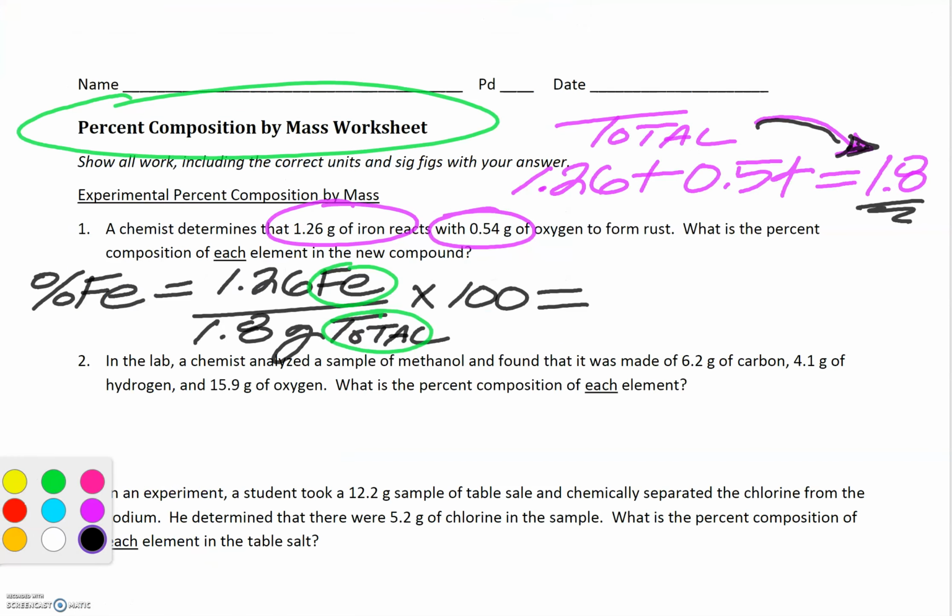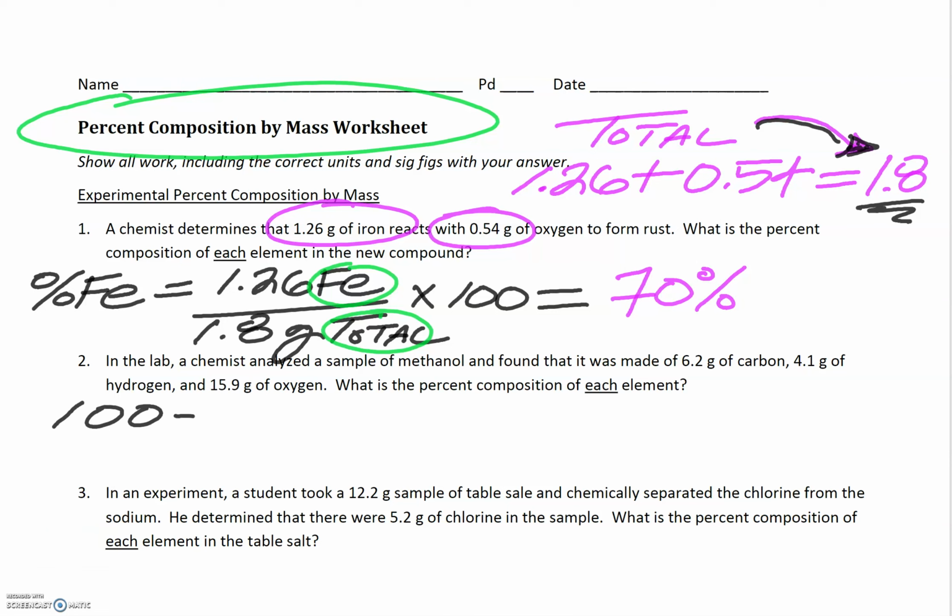So 70% of this chemical is iron. If there are only 2 elements, which there are, you could just take 100 minus 70, and that's going to give you 30%. You could also double check and do the math, and you will have to do the math if there are, let's say, 3 parts.